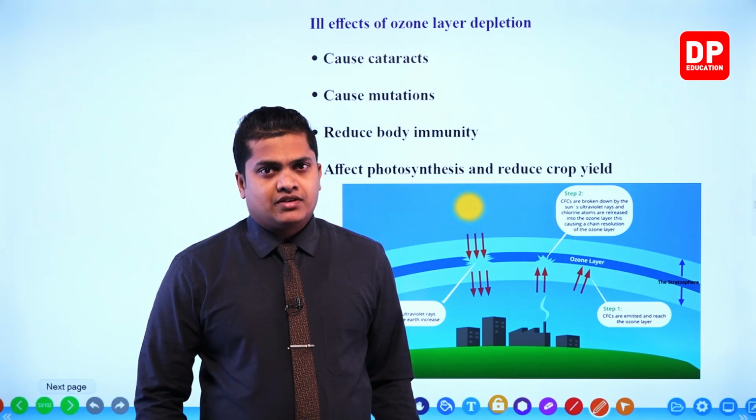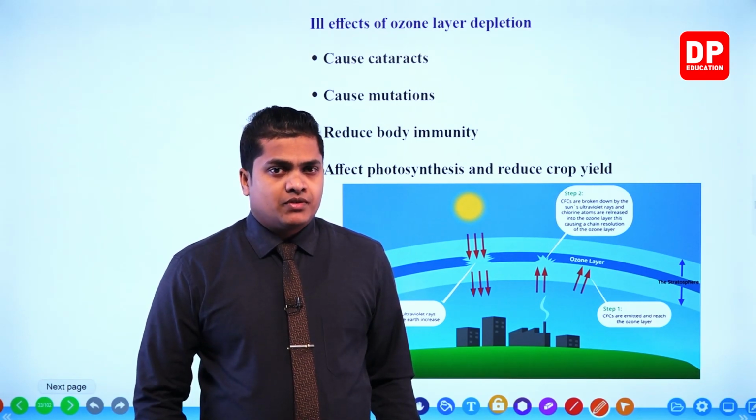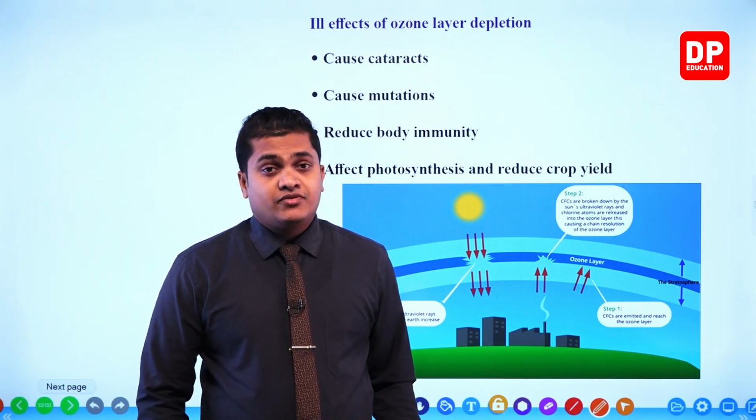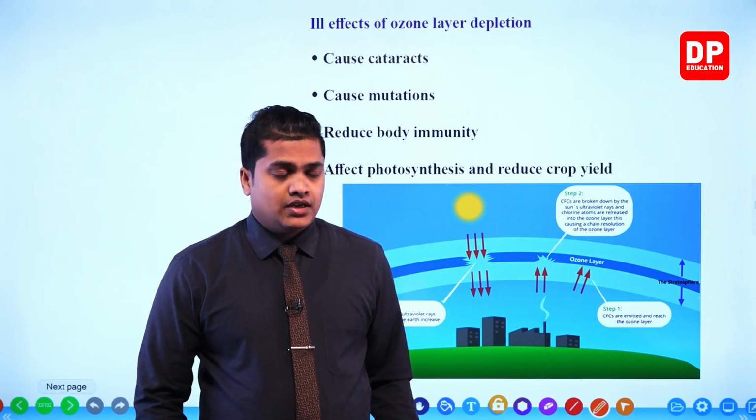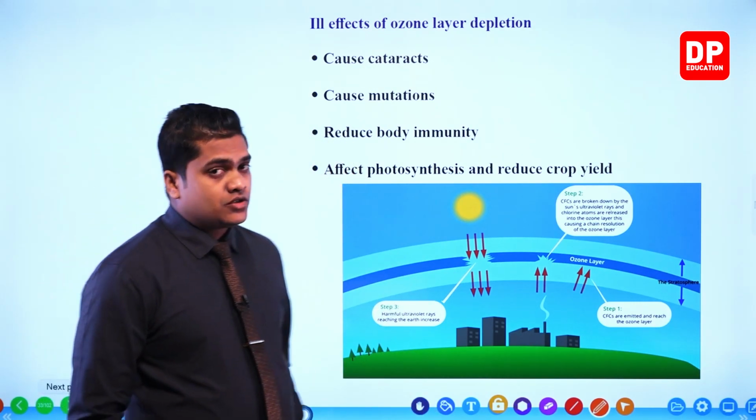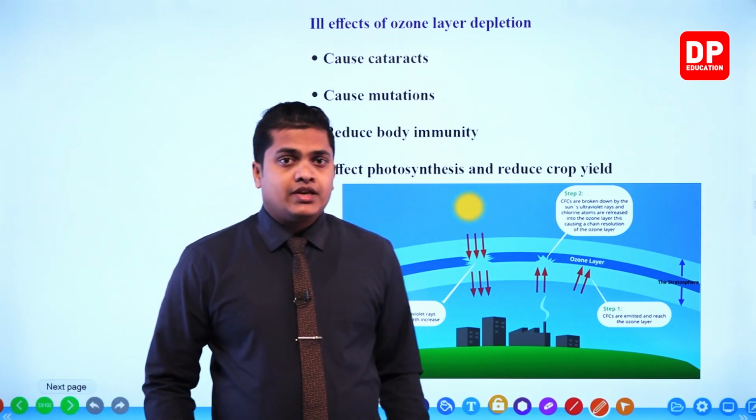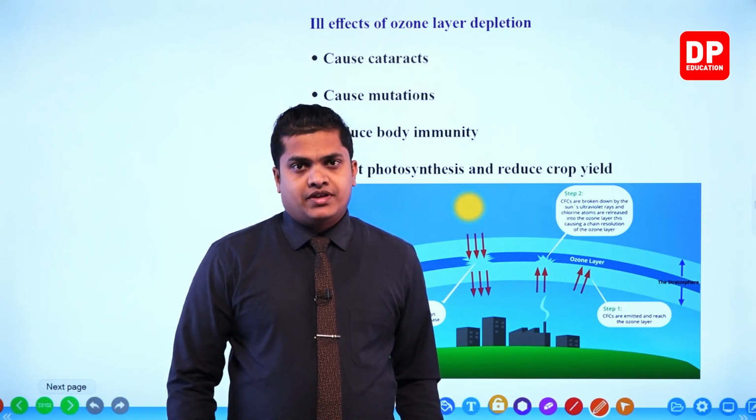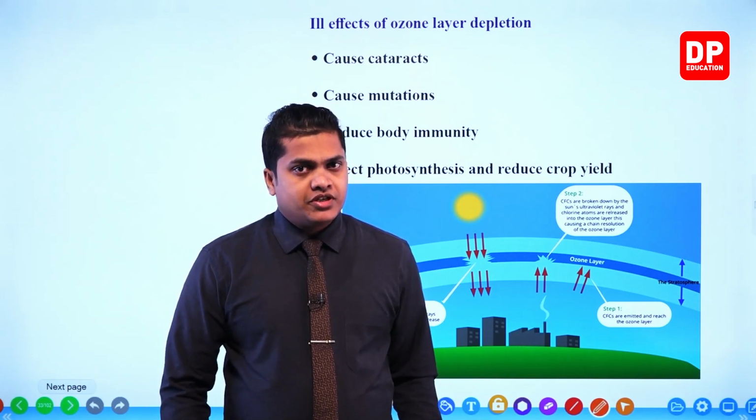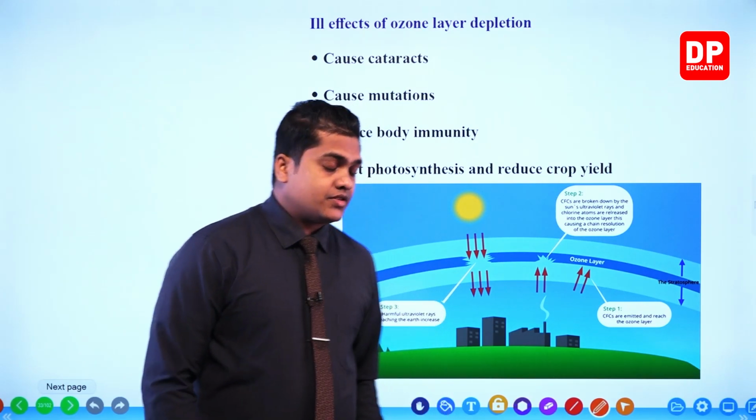Because of that, my dear children, what will happen? Because of the mutation process, different tissues will get deformed, and sometimes even cancers will occur. Okay, then next one, reduced body immunity. Our body immunity is also getting reduced because of the radiation. Because of high levels of radiation, our body immunity is also going to reduce, my dear children.